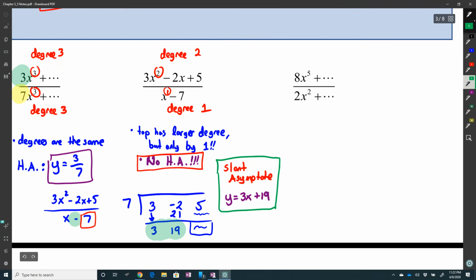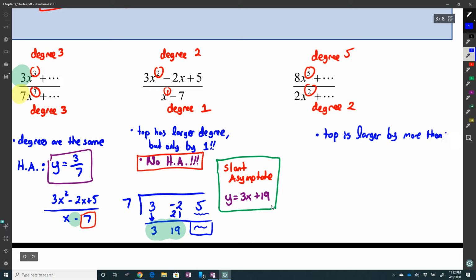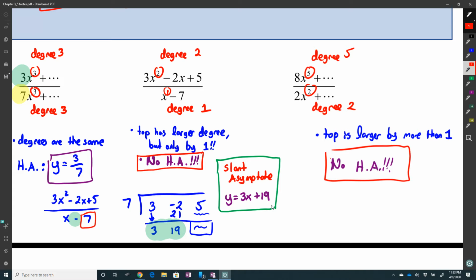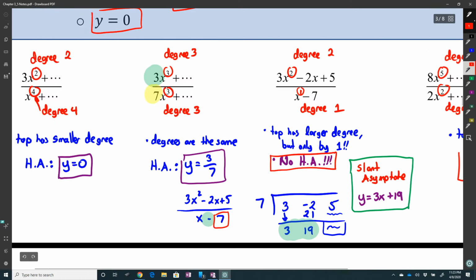Right, now we go to the last one. This is degree 5. This is degree 2. The top is now larger by more than 1. And so we just say no horizontal asymptote, and that's all you got to do. Okay, so the only time you got to do special work if it's larger is if it's just one larger. So these are the four possibilities you're going to see.